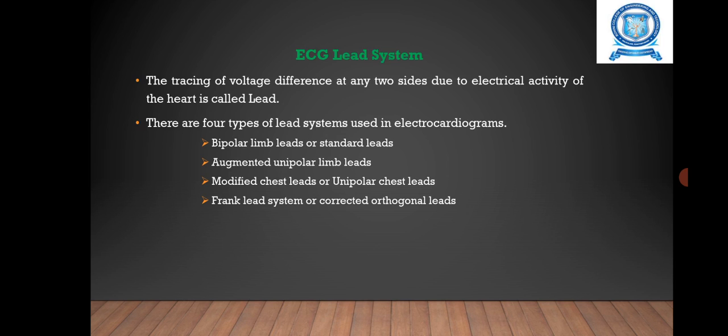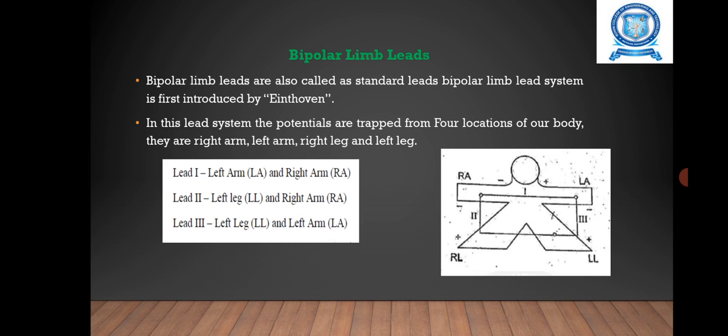Next one is the ECG lead system. The tracing of voltage difference between any two sites due to electrical activity of the heart is called a lead. There are four types of lead systems: bipolar limb lead, augmented unipolar limb lead, modified chest lead, and Frank lead system. First we are going to see the bipolar limb lead. It is also called the standard leads, bipolar limb lead system. It was first introduced by Einthoven.